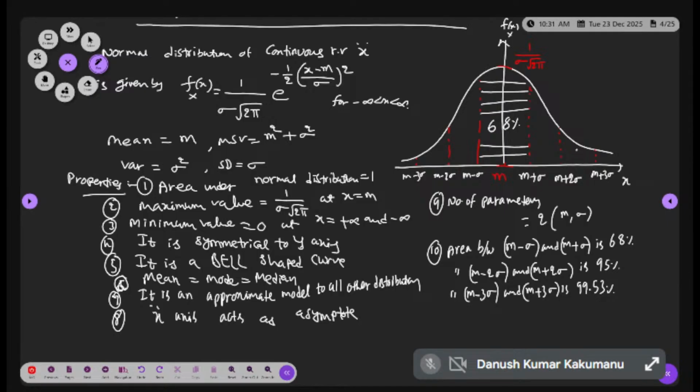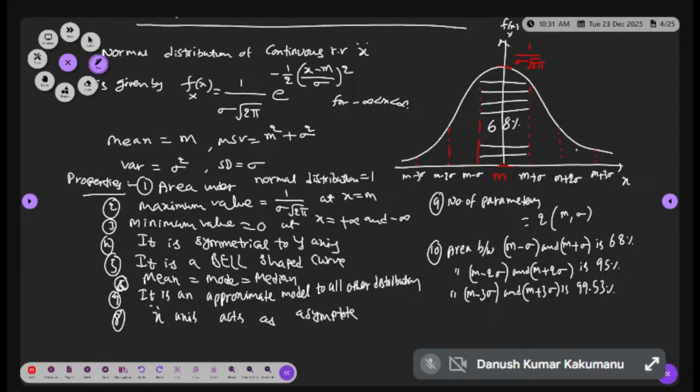Then what is the area from m minus 3 sigma to m plus 3 sigma? This area itself is 99.73. And if they want it in terms of probability, the probability that lies between m minus sigma and m plus sigma is 0.68. In terms of probabilities, how to convert them? This is 0.68, 0.95, 0.997. Percentages to probabilities. It's clear to all of you?